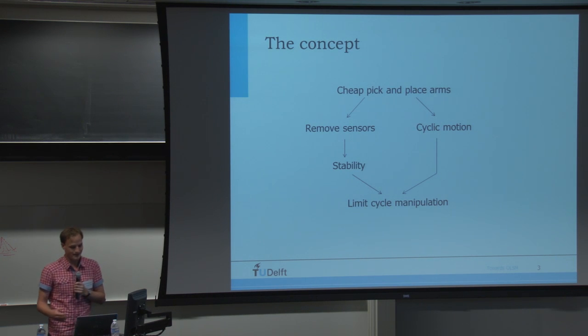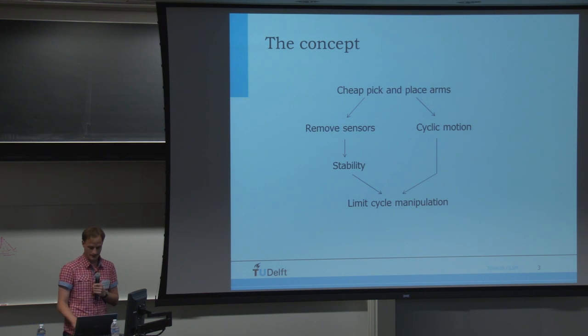Now, that seems like a plan, but it has a problem. Mainly, these sensors had a function, partially, obviously, to stabilize the motion of our robot. So we need to somehow find open-loop stable motions. Now, to analyze this stability, we use the fact that we're doing pick-and-place motions. So they're very repetitive, so we can use the cyclic or repetitive motions types analysis. So with a little stretch of terminology, we're doing limit cycle manipulation.